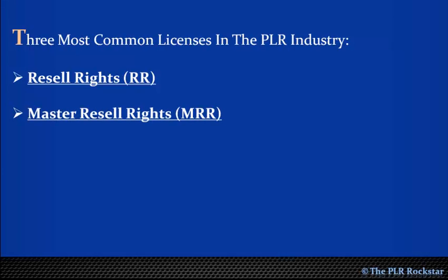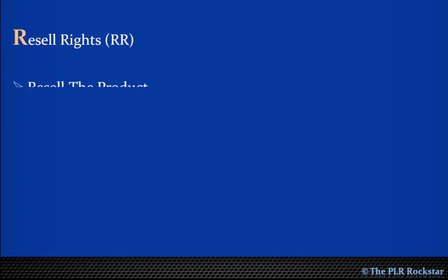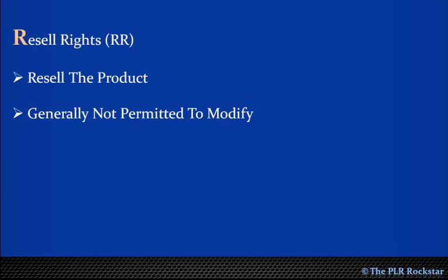To start, these are the three most common licenses in the PLR industry: resale rights, or RR, master resale rights, MRR, private label rights, PLR. With resale rights, permission is granted by the product owner that allows you to simply resell the product. You are generally not permitted to modify the content, edit the content, or add additional material to the content. In fact, you are rarely provided with the source files to be able to edit anything at all. With resale rights, you cannot pass on any rights to your customers, meaning that they will purchase only personal rights to the product with no additional rights.